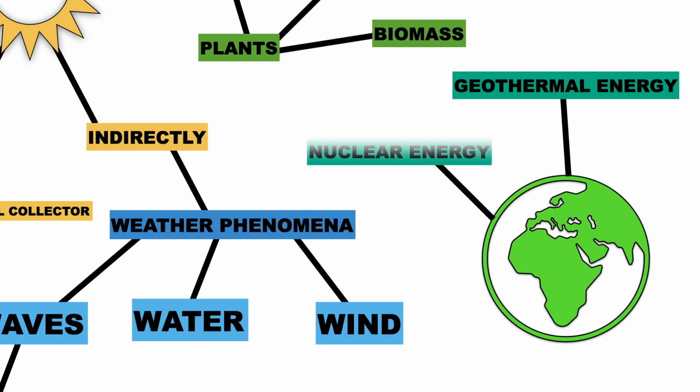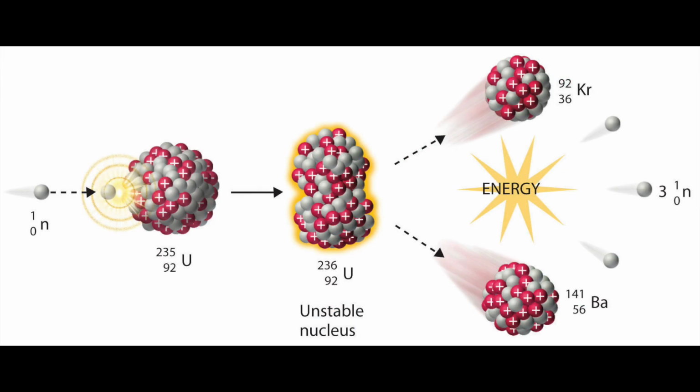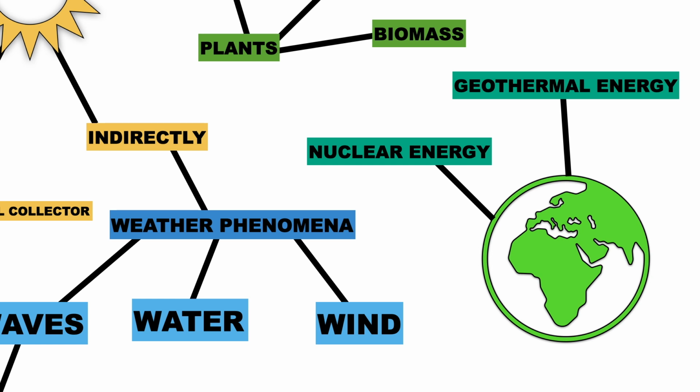We can also use nuclear power, where we split the nuclei of atoms into smaller nuclei by nuclear fission reactions, and harness the energy released in that process. So in a nutshell, we can utilize the nuclear power from the Earth's core or by man-made nuclear reactions.